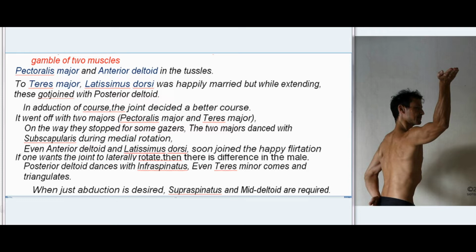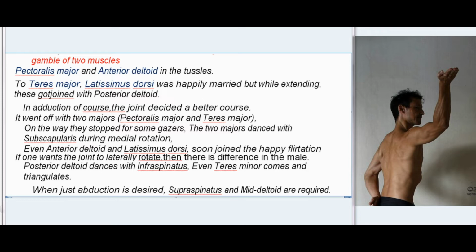On the way they stopped for some gazers. The two majors danced with subscapularis during medial rotation. Even anterior deltoid and latissimus dorsi soon join the happy flirtation. If one wants the joint to laterally rotate, then there is a difference in the mood. Posterior deltoid dances with infraspinatus. Even teres minor comes and triangulates.